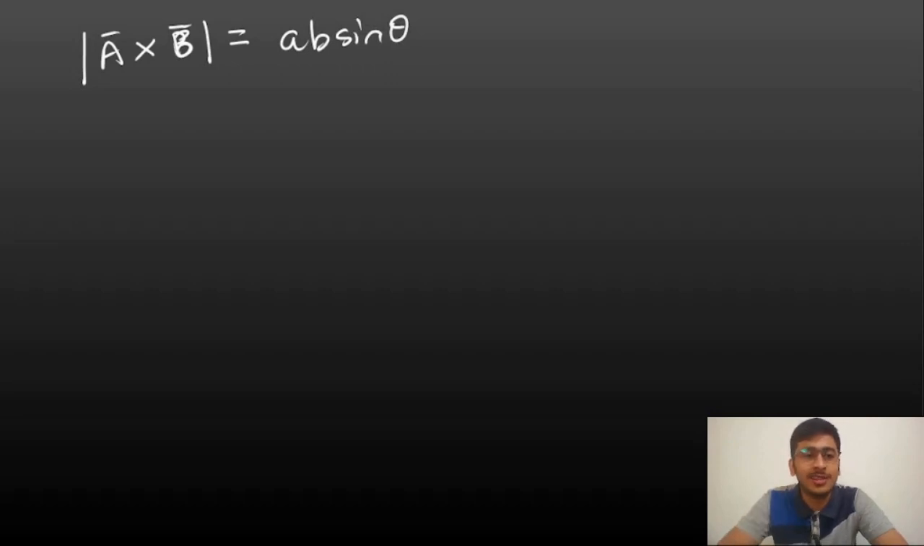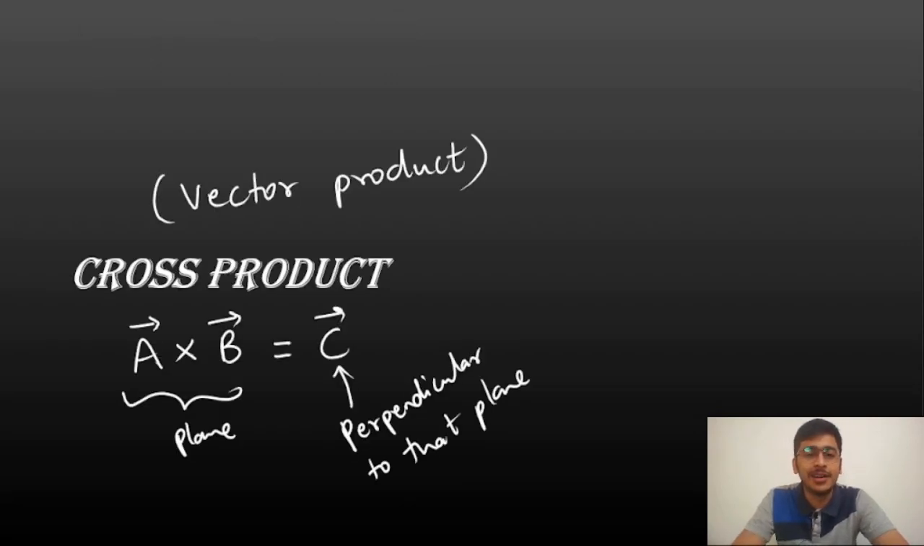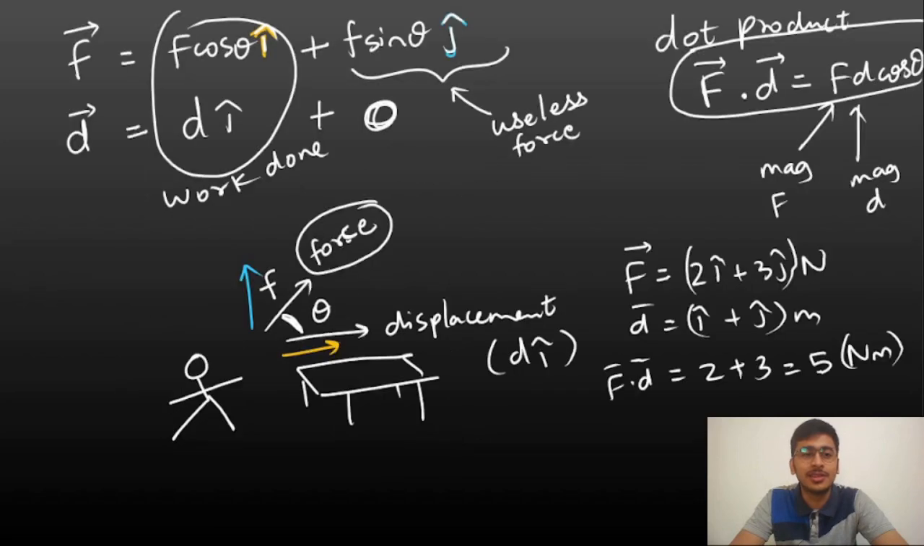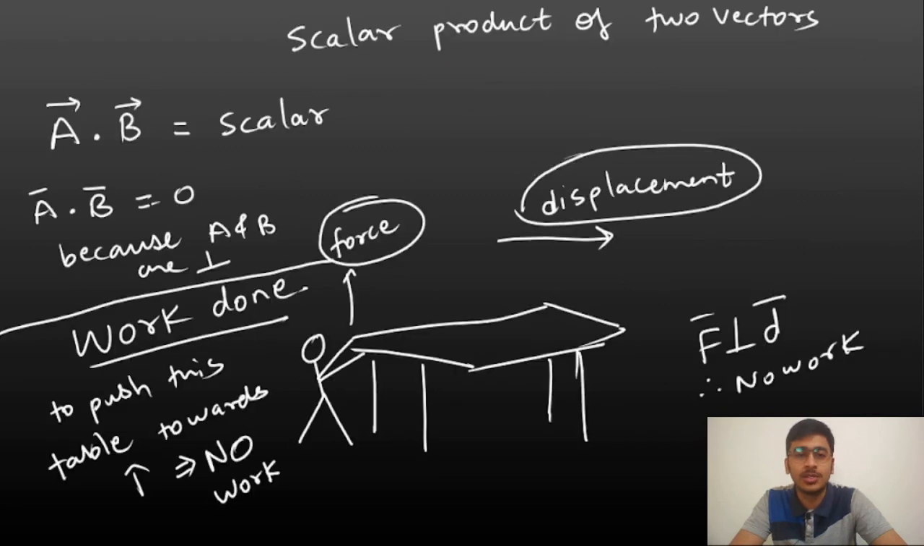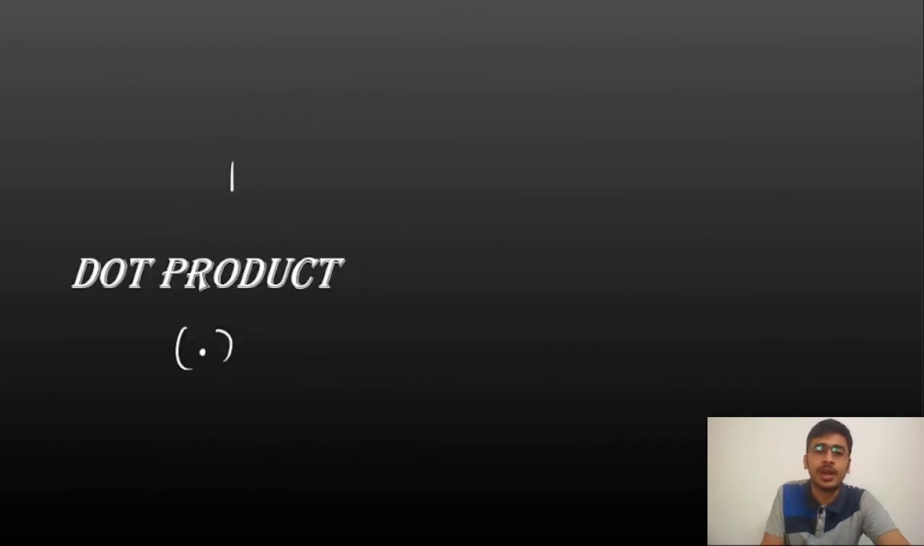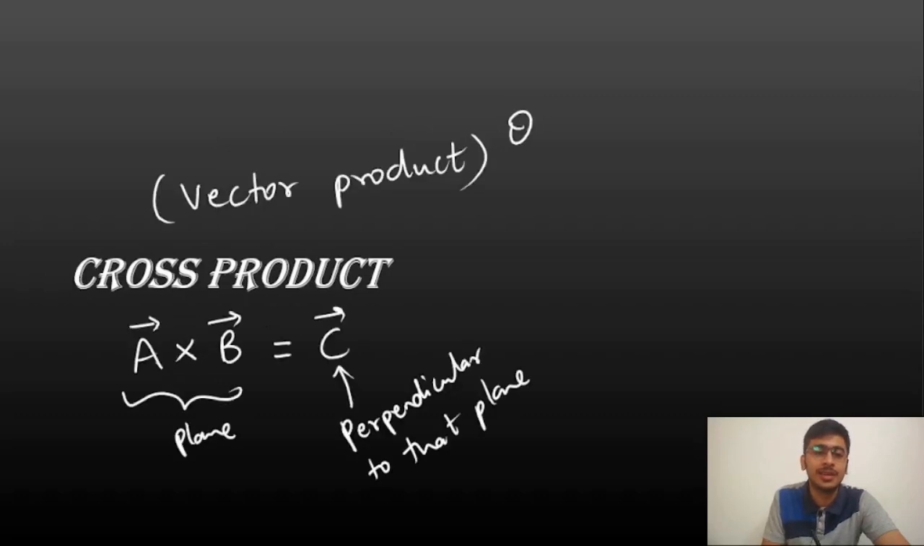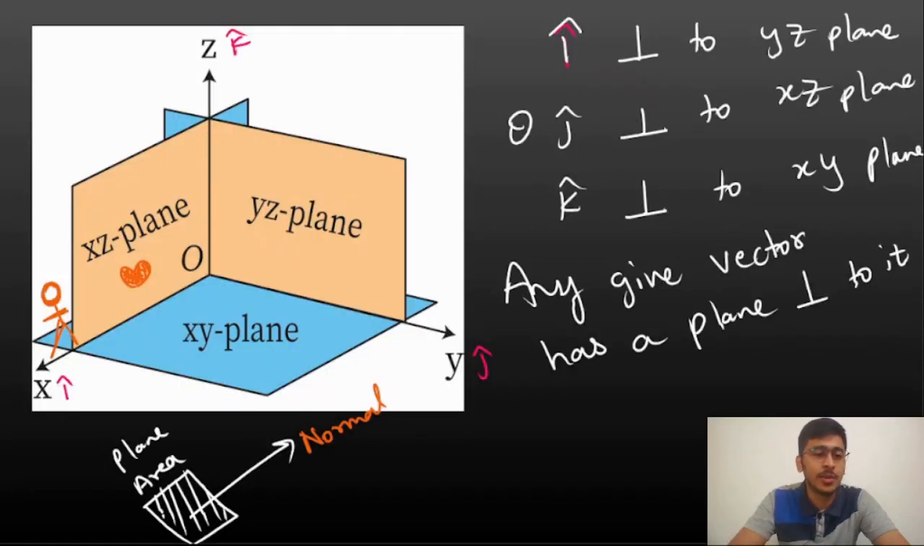See, it's all quite related, because A dot B was AB cos theta, right? A dot B was AB cos theta. Write down here, A dot B was AB cos theta, and A cross B is AB sine theta, because it represents the area.